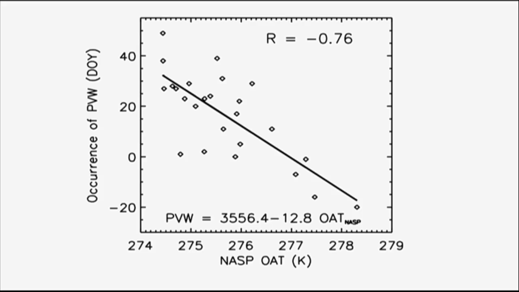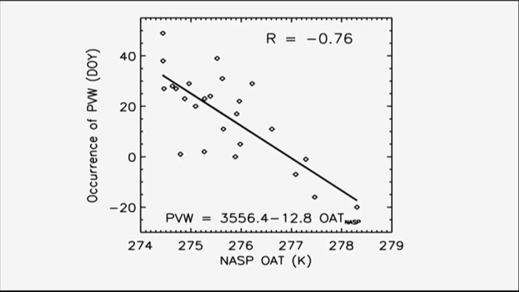This is an example of the actual fit. On the x-axis, we have the actual OAT, or ocean air temperature. That's the variable I ended up using to represent the heat energy that's there. On the y-axis, I actually have the occurrence, or the timing, of the polar vortex weakening. It's measured by DOY, which is day of year. And the positive numbers just count forward from January 1st, and the negative numbers count back into December of the previous year. Every point on this plot represents 1 year. So you can see I have about 30 years included in this plot.